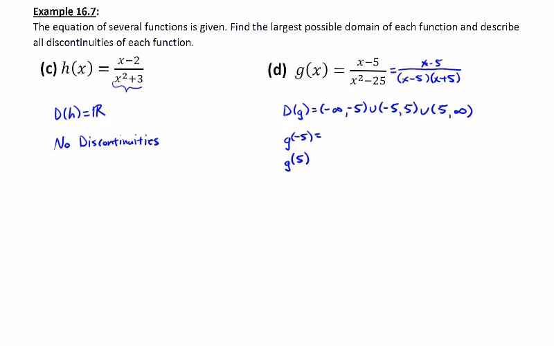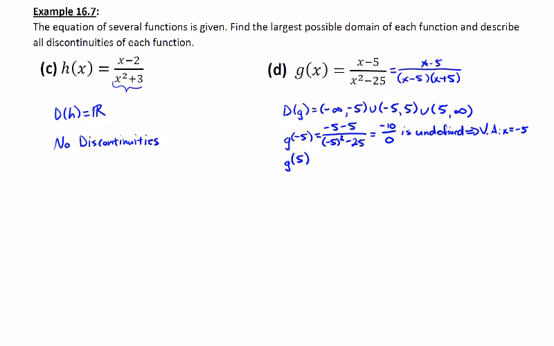I'm going to use the original version of the equation for this. It's going to say negative 5 minus 5, all divided by negative 5 squared minus 25. That results in negative 10 divided by 0, which is undefined. And we've seen how undefined results in a vertical asymptote located at x equals negative 5.